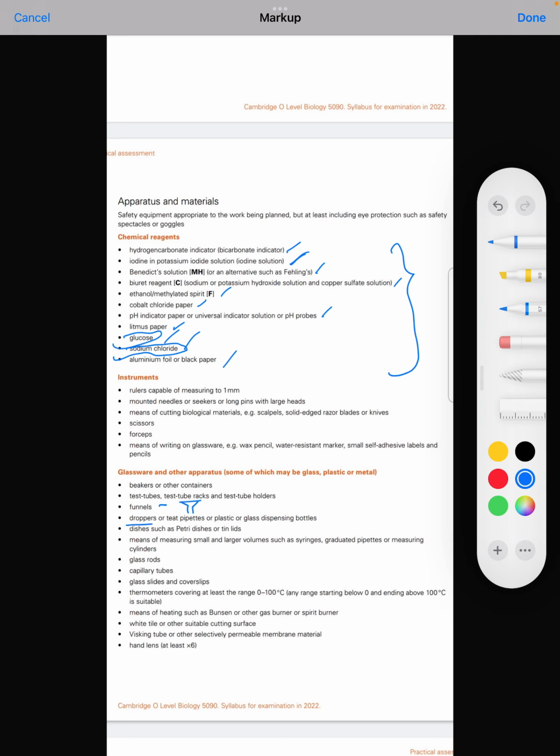Droppers are basically just teeny tiny droppers to just add maybe a drop or something. Dishes or petri dishes are basically where bacteria culture or any microorganisms are grown.